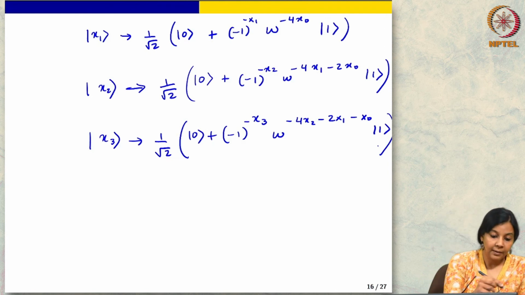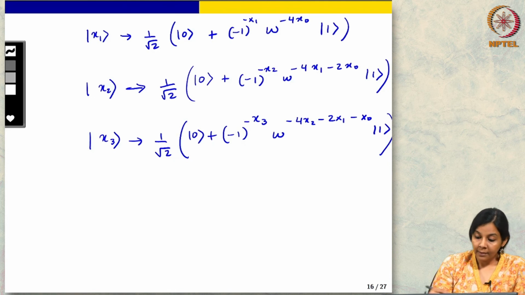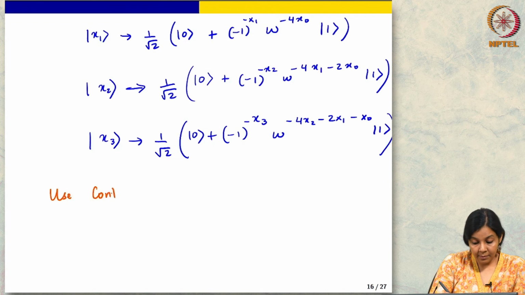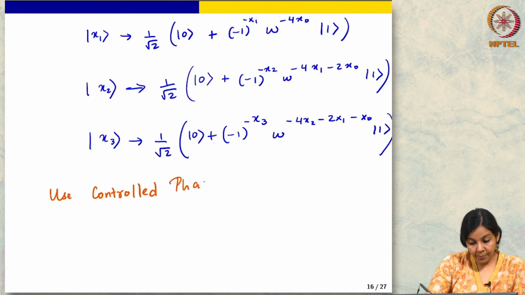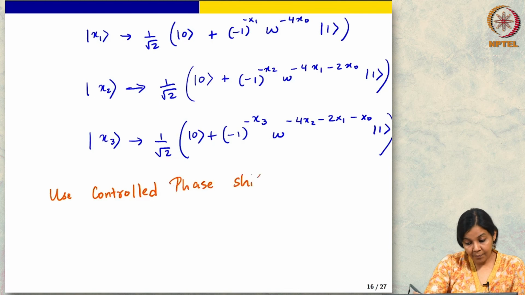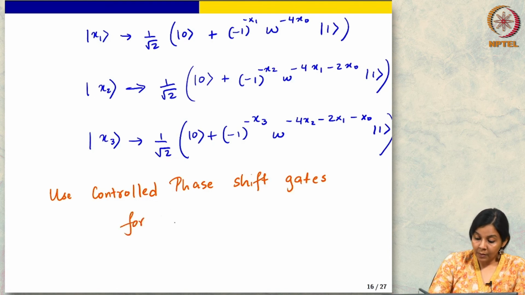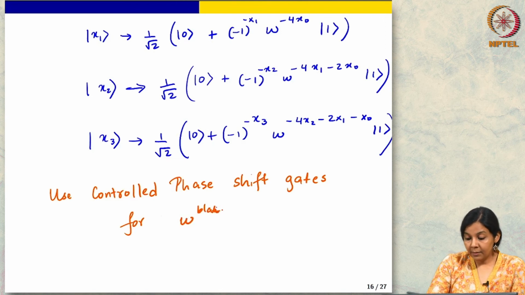Basically, use controlled phase shift gates for omega to the blah.